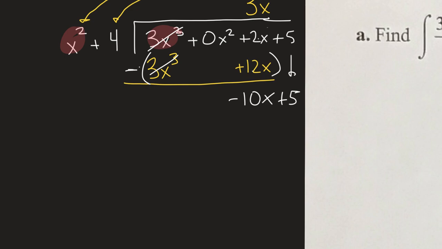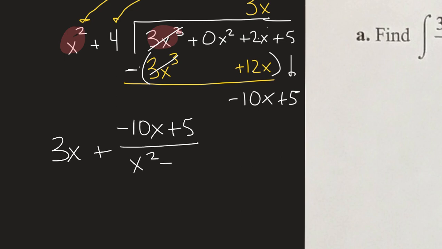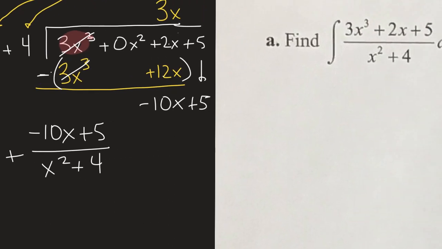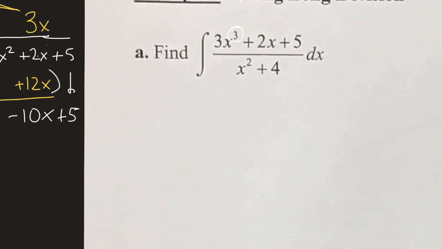Now we turn and say, is there a number that I can multiply x squared by to get negative 10x? That's a no, which means that our polynomial long division turns out to be 3x plus negative 10x plus 5 over x squared plus 4. That's how we're going to rewrite our rational function whenever we have a power larger on the top. This is a top-heavy rational function.